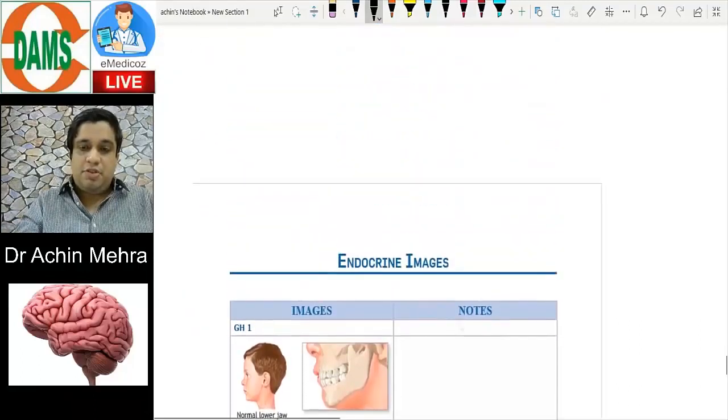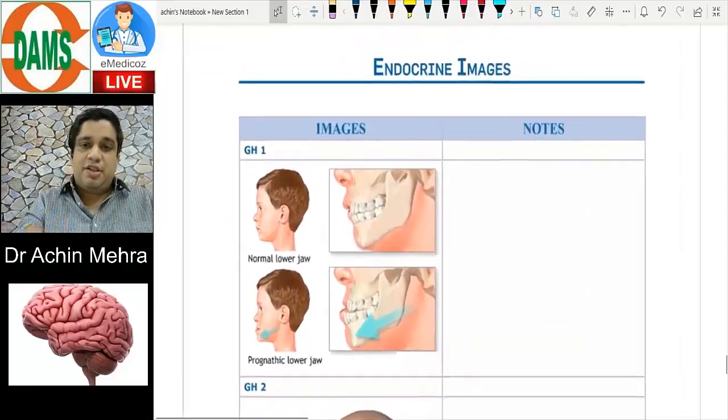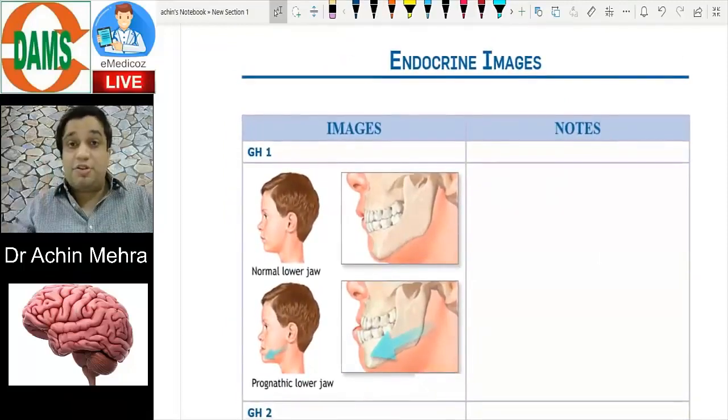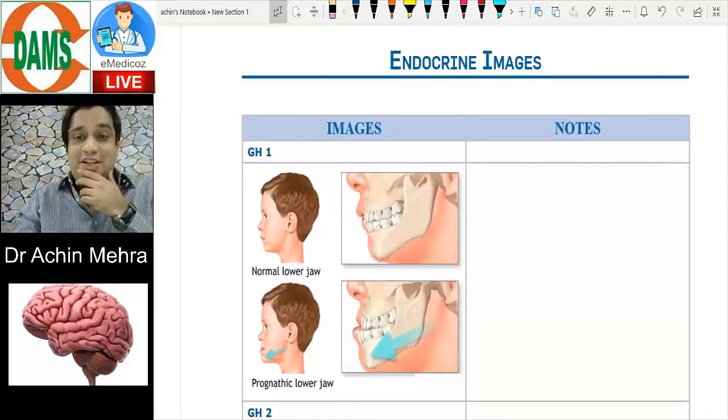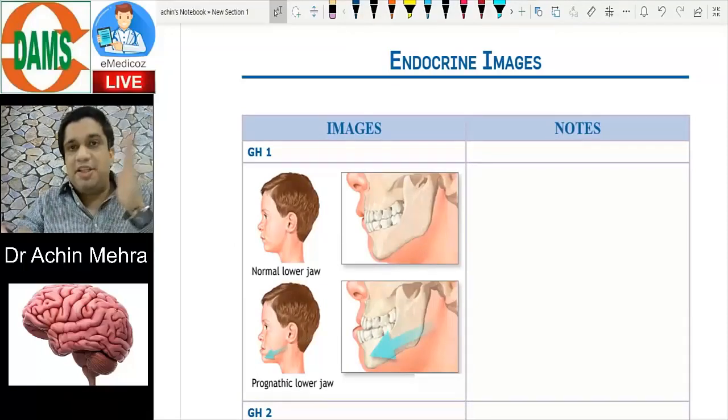So that's all about the neuro part. Now let's quickly go into the endocrine images. Not many like neuro, we have got only a few images that we have already seen in the classroom teaching.